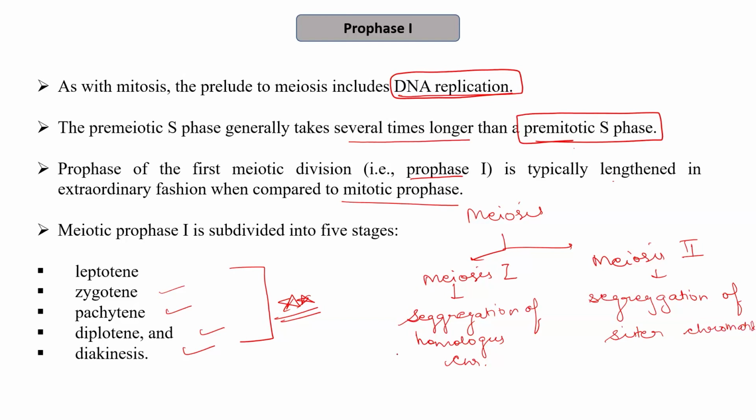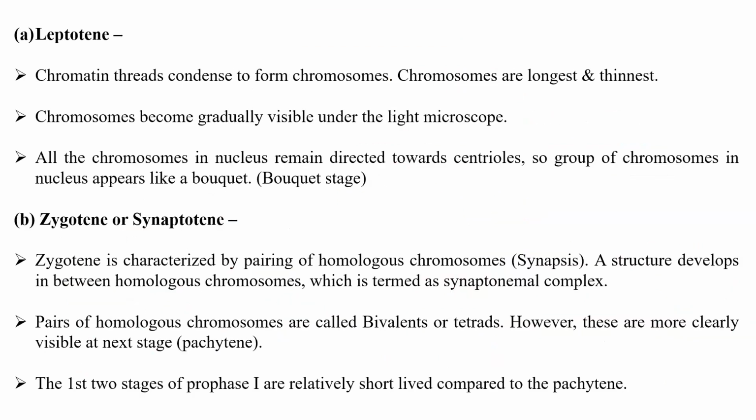So in this meiosis 1, again, it has the similar type of stages: prophase, metaphase, anaphase, and telophase. The prophase 1 of the meiosis is divided into 5 different stages: leptotene, zygotene, pachytene, diplotene, and diakinesis. So we will understand about these stages one by one. So what happens in leptotene?